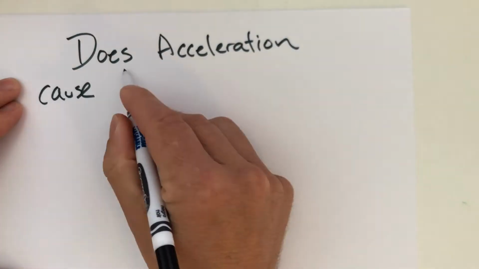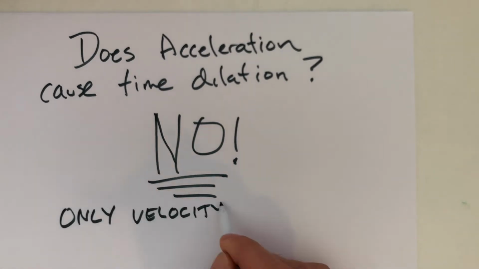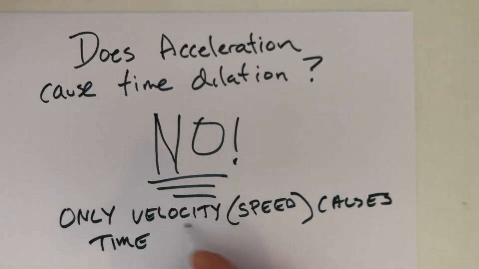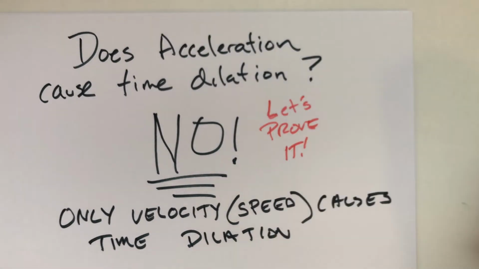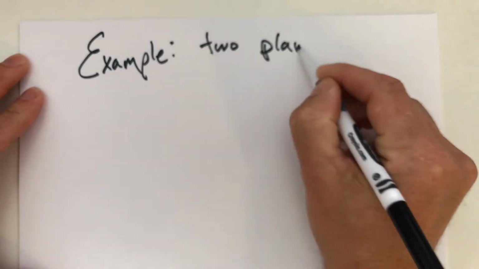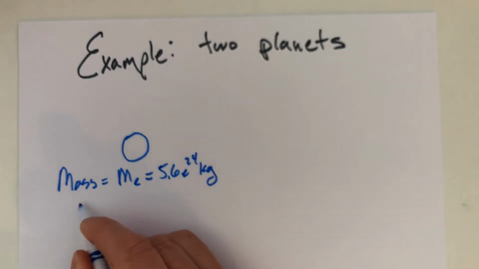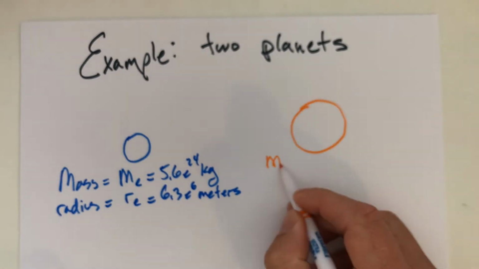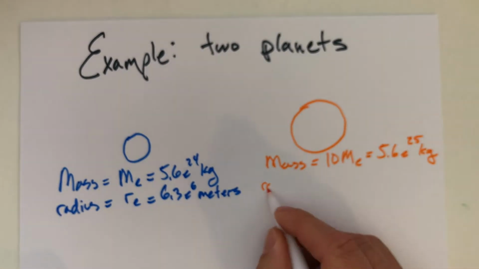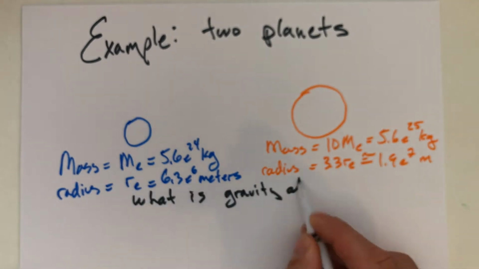Okay, the question we're going to try to answer today is, does acceleration cause time dilation? And the answer is no, and we're going to show you that. So the example is going to use two planets. The first planet has the mass of the Earth and the radius of the Earth. The second has 10 times the mass of the Earth and a radius that's 3.3 times the radius of Earth.